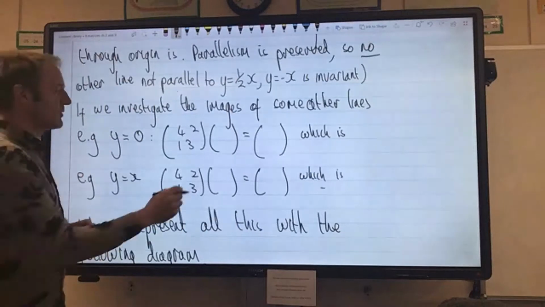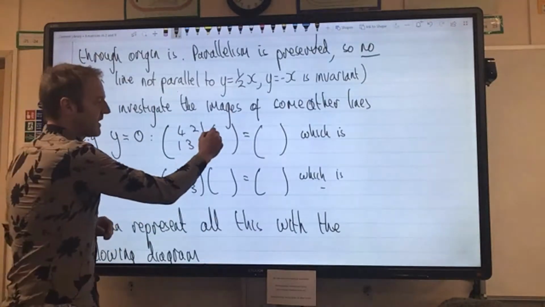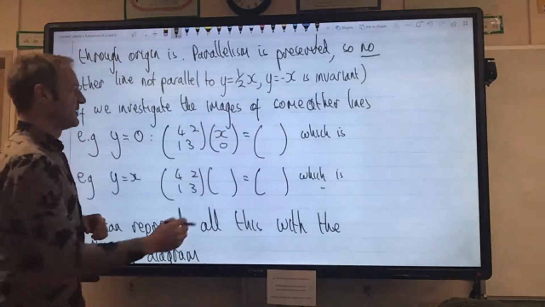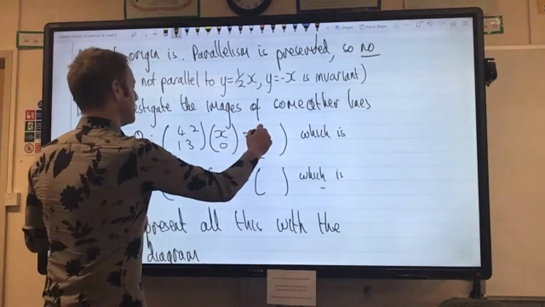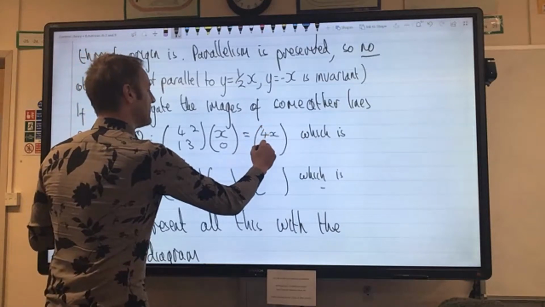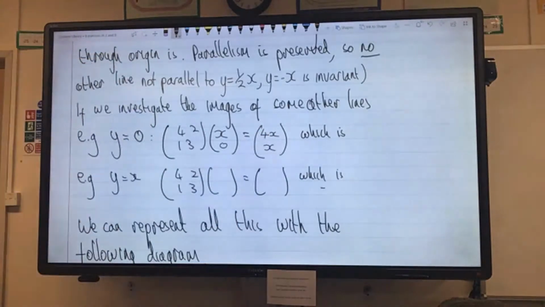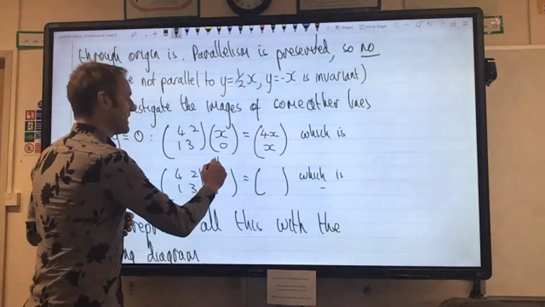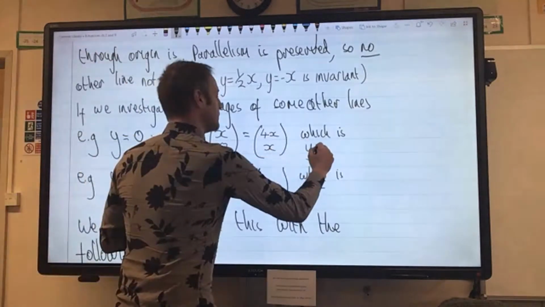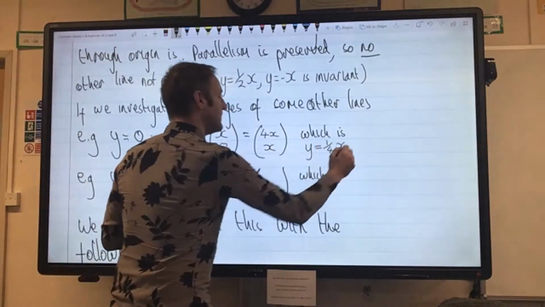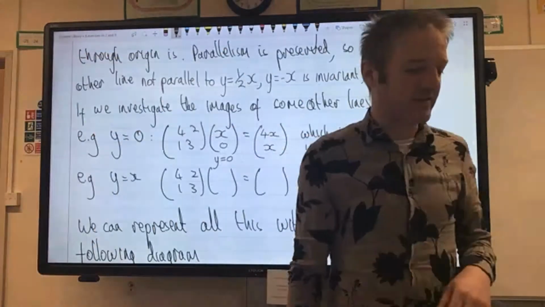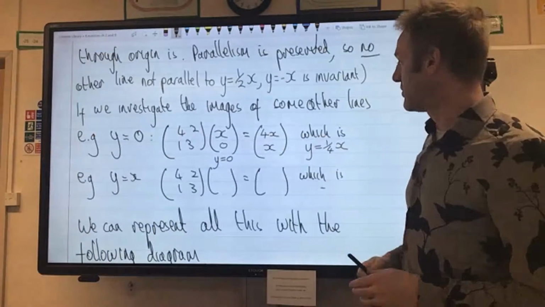So for example, the line y equals 0, I can write like this, x, 0, and that goes to 4x and x. So the line y equals 0 becomes the line y equals a quarter x. So this transformation turns the line y equals 0, the x-axis, into the line y equals a quarter x.